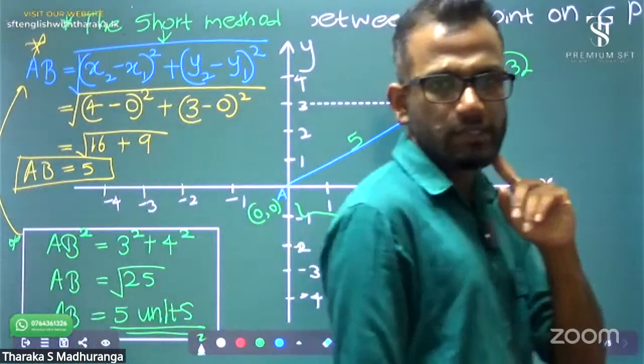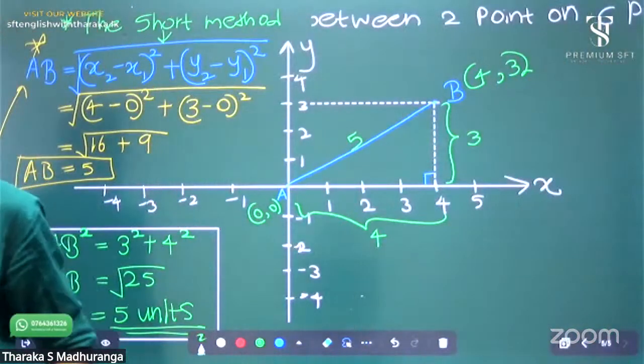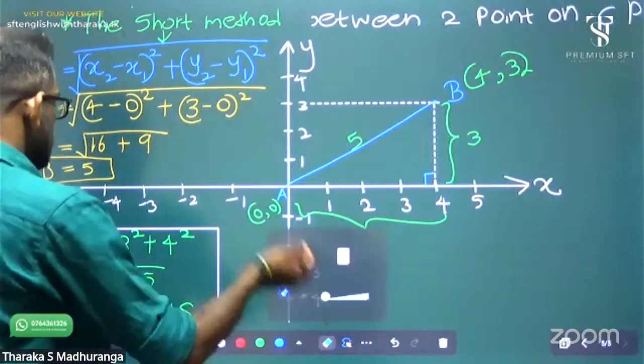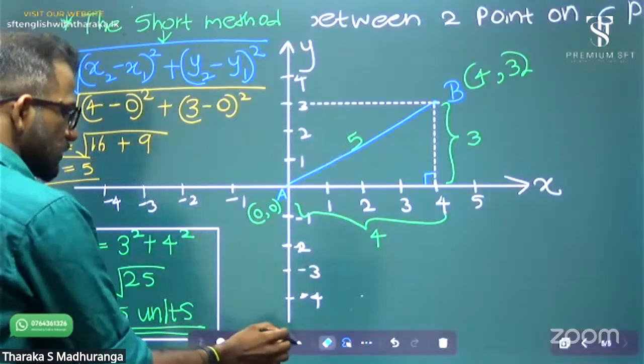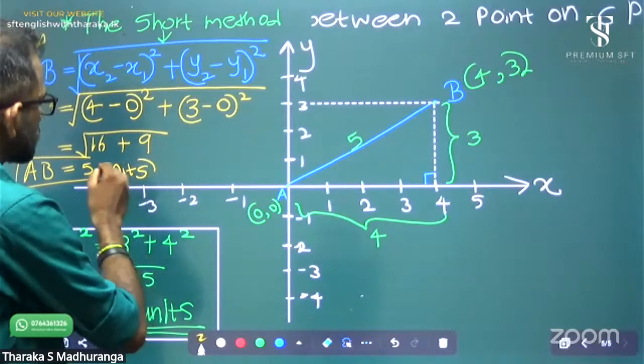Okay, complete. It's not five, only five, it's 5 units. You have to mention 5 units. What's the meaning of 5 units?